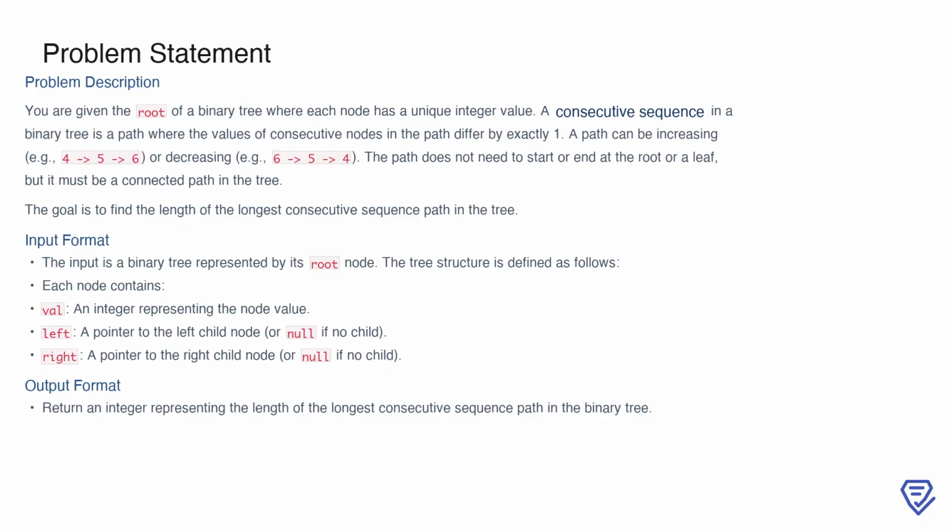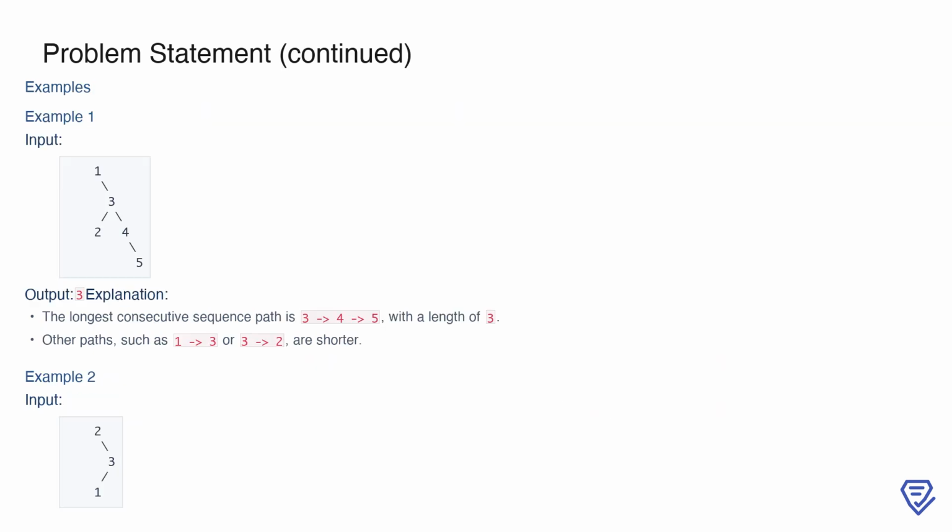The input to the problem is the root of the binary tree, where each node holds an integer value and may have left and right child nodes. The output will be an integer that represents the length of the longest consecutive sequence path in the tree. To better understand the problem, let's look at a few examples.